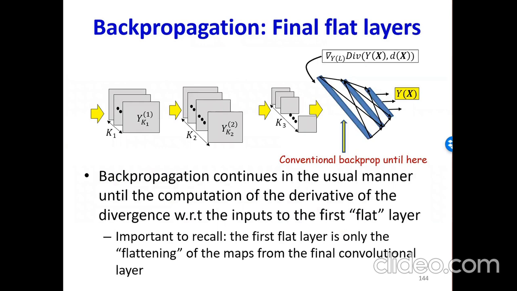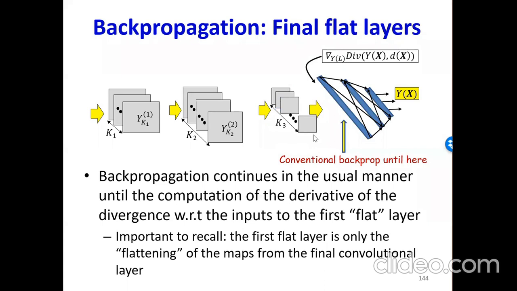So we're going to use backprop. For the final flat layers, backprop is performed exactly as it was for conventional MLPs. In the process, it will give us both the derivatives with respect to the parameters of the MLP and the derivatives with respect to the input to the MLP. Now recall that the input to the MLP was just obtained by flattening the output of the final convolution layer. So this means you actually have the derivatives with respect to every value output by the final convolution layer.